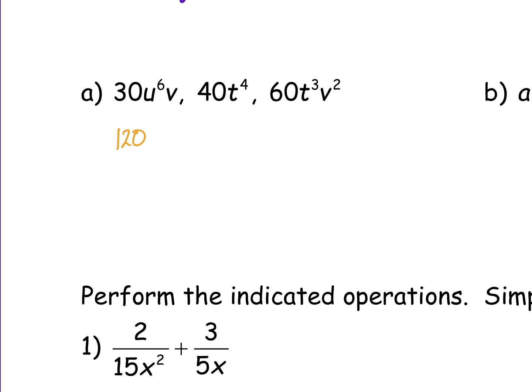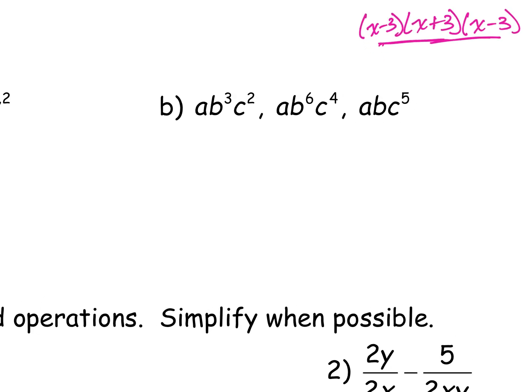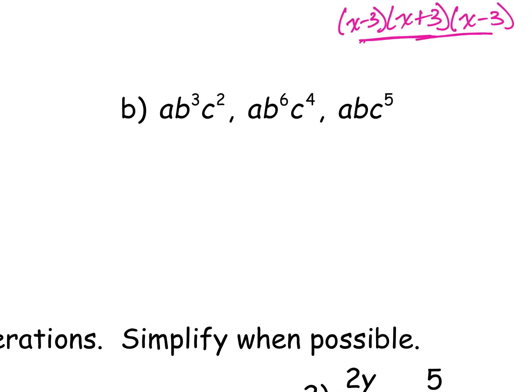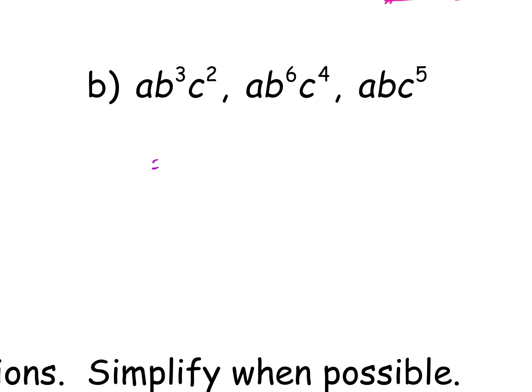And then with the variables, I want to find the largest variable and put that there for each one. So I have u to the 6th, and then v squared, and t to the 4th. And there's my least common multiple. That's it. And then for b, since they're all variables, I'm just going to find the largest of each one of them. So it would be a, b to the 6th, c to the 5th.